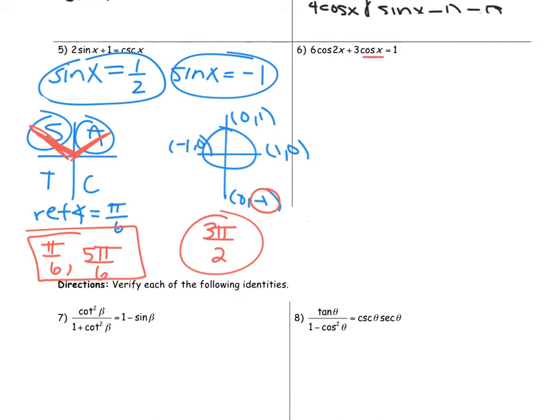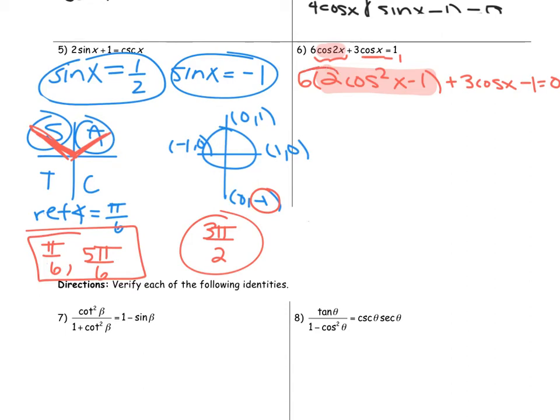If this is already in terms of cosine, I want to keep this in terms of cosine. So I'm going to use 6 times 2 cosine squared of x minus 1 plus 3 cosine of x minus 1 equals 0. I just subtracted over the 1 on both sides. Okay? So all I did was substitute in this cosine of 2x. Cosine of 2x is the same thing as 2 cosine squared of x minus 1.